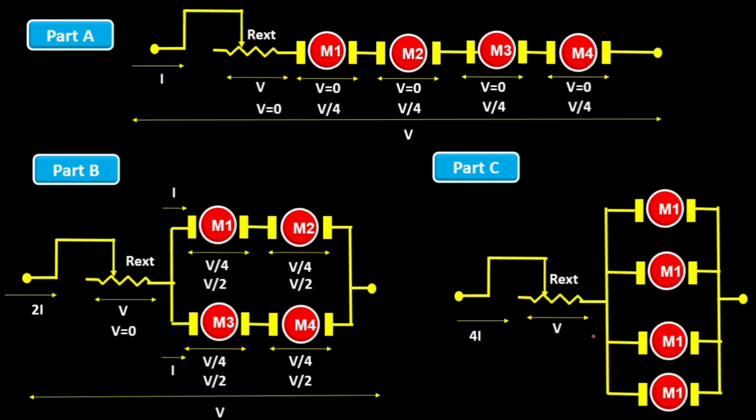What about the voltage across the external resistance? It is going to be V initially, then it reduces to 0. Here the current is getting split as I and I. And what about the voltage across the motor? Initially it is V by 2 and finally it increases to V.